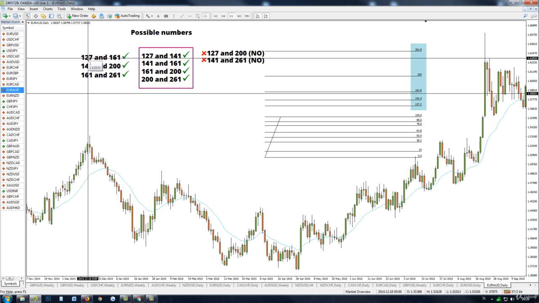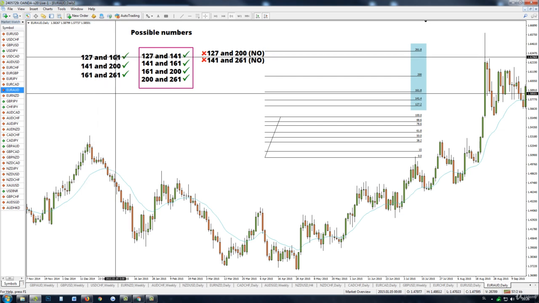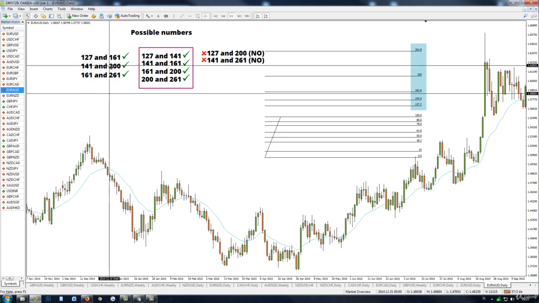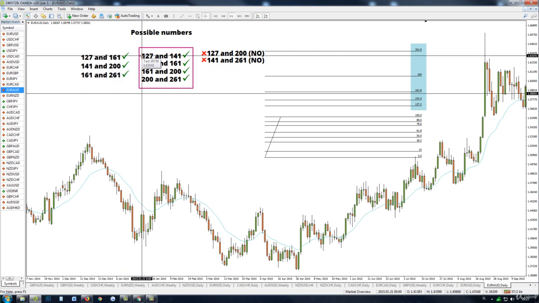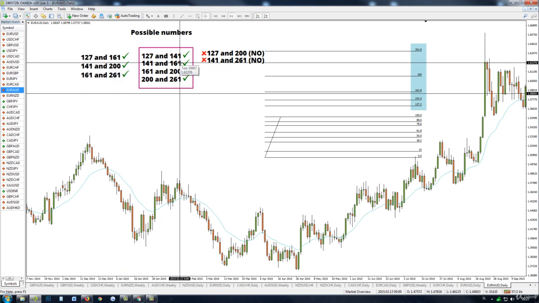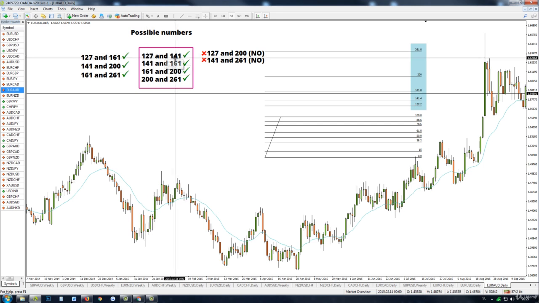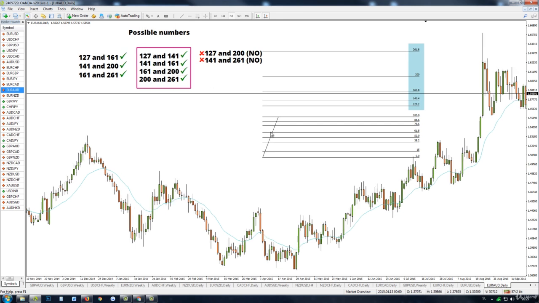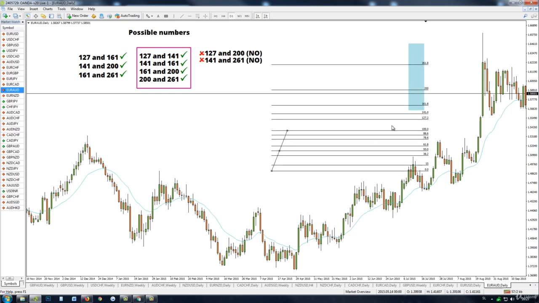127 Fibonacci extension and 161 Fibonacci inversion. So this is impulse leg and retracement. It's always like that: impulse leg, retracement. The first one is the impulse leg and the retracement is the second one. So here we have, let's go right here, like that and like that.